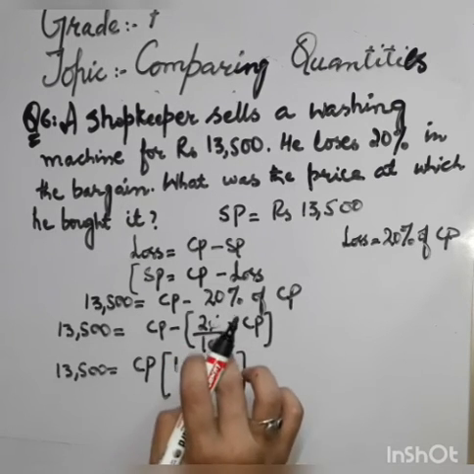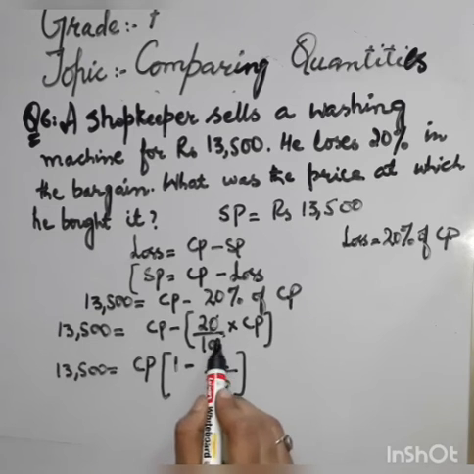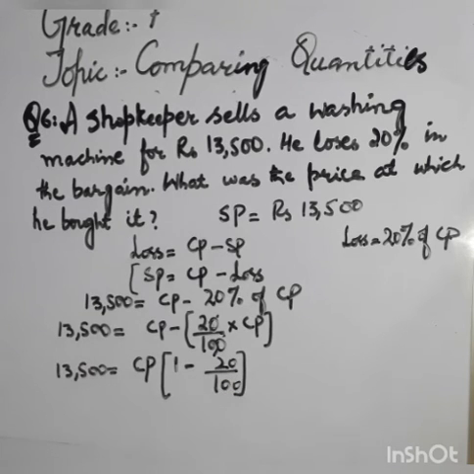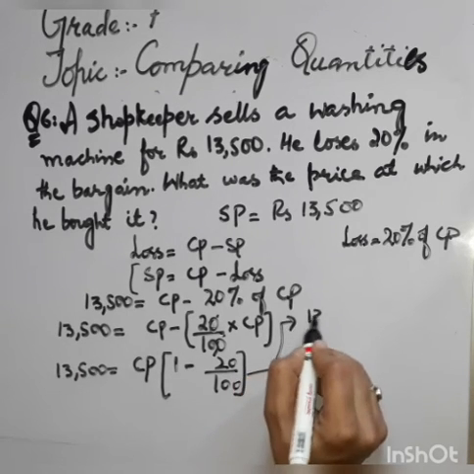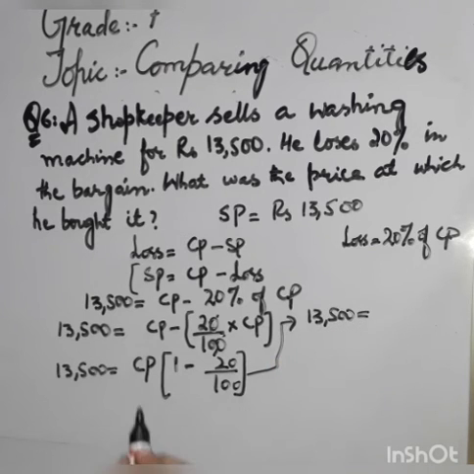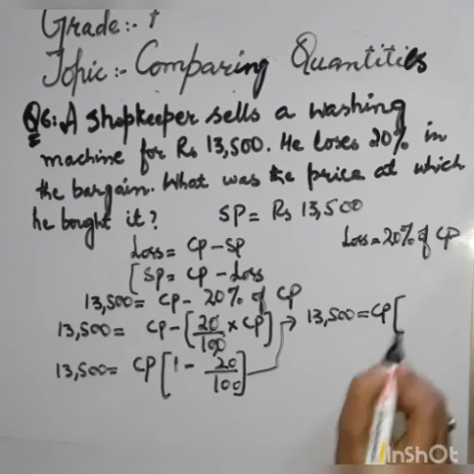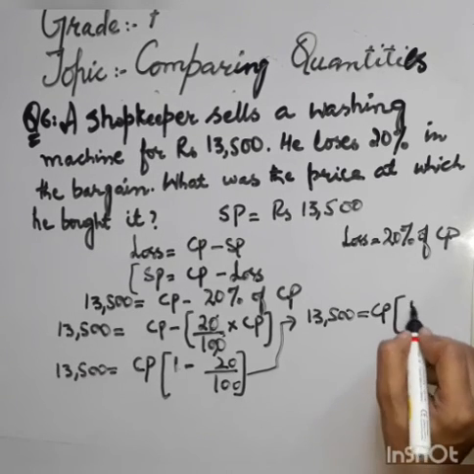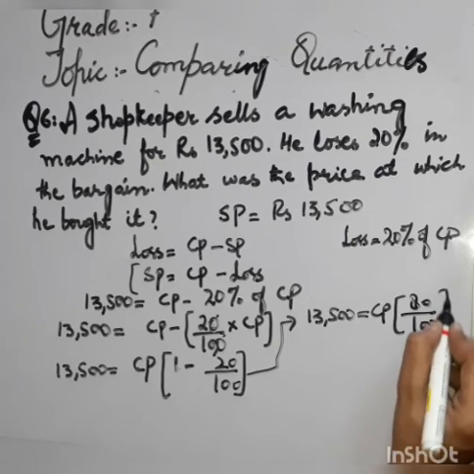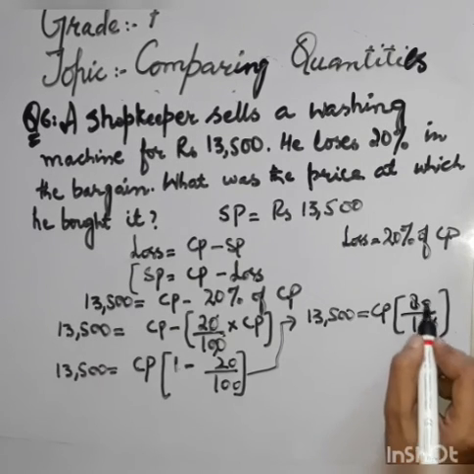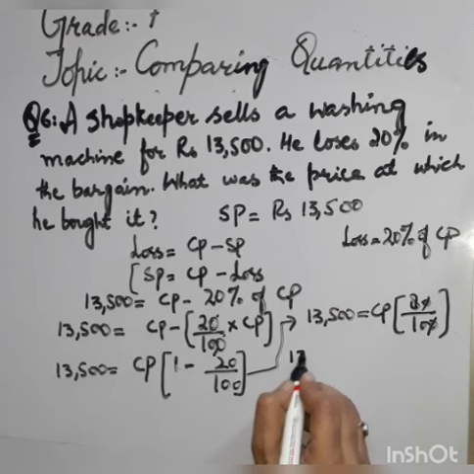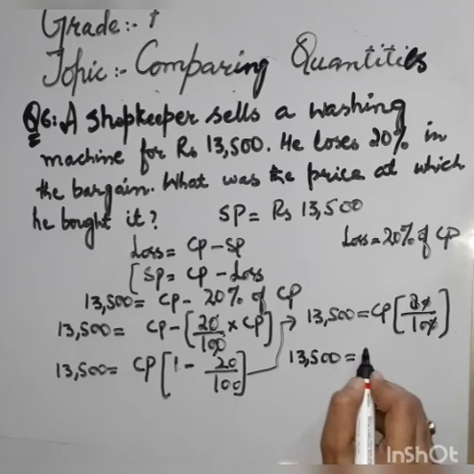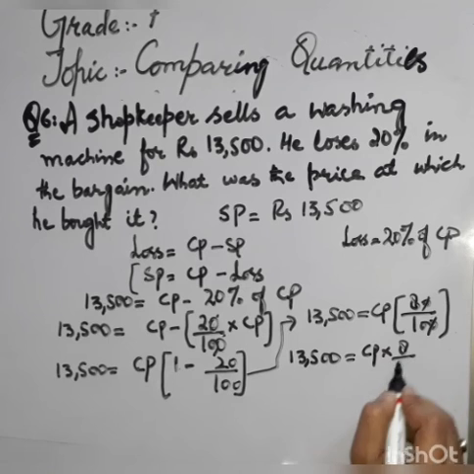Or we can keep it as it is. That will be more easier to solve, keeping these zeros as it is. So now I can write 13,500 is equal to CP into 1 into 100 is 100 minus 20. 100 minus 20 is 80 by 100. Clear? Now let's cancel these two now. So I can say 13,500 is equal to CP into 8 by 10.